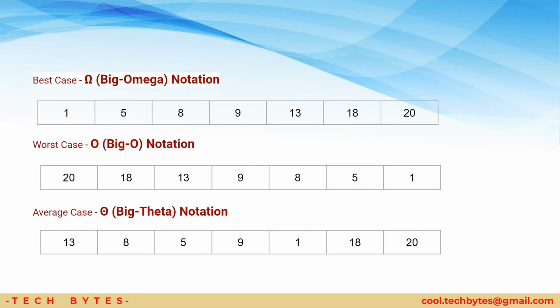Right. So what is the best case? When we are doing a sorting operation, best case would be if the array is already in a sorted form. Right. And worst case would be if the array is already in ascending order and we want it to be in descending order, right? And average case would be somewhere in between best case and worst case, right?